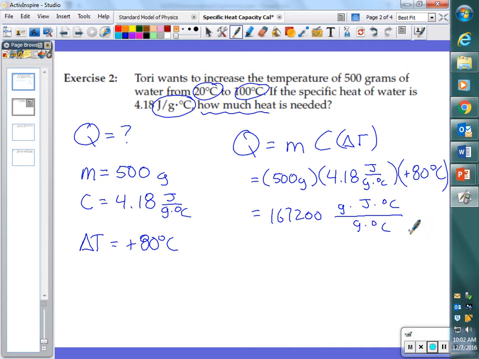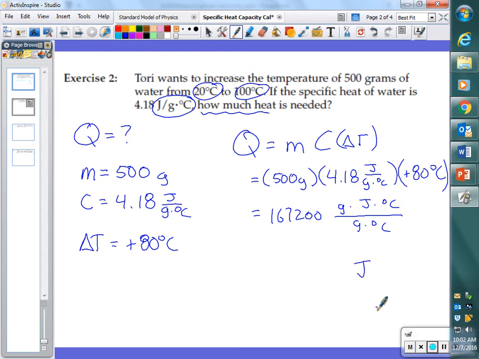Does that make sense? How that's what happens when we multiply the units all together? So in this case, what's going to happen to the grams? They're going to cancel. What's going to happen to degree C? Cancel. And we're going to be left with what? And that's good because what is Q representing? Energy. And we measure energy in joules, right? Okay? So we know our unit's going to be joules.